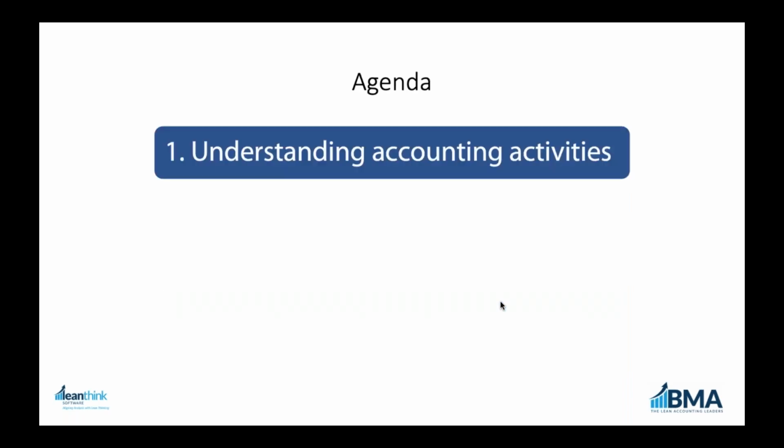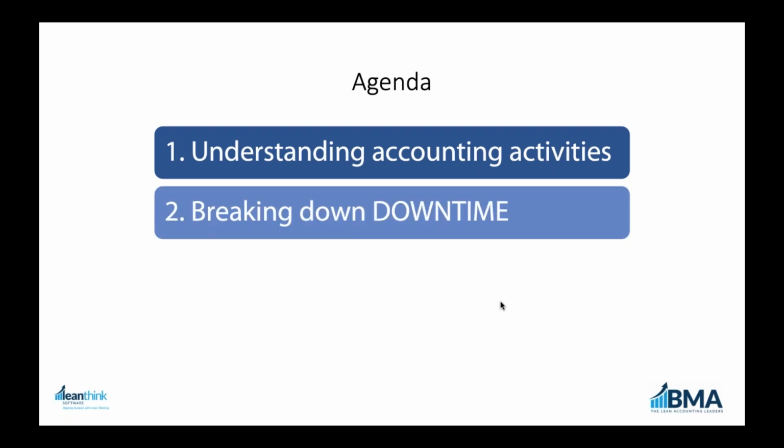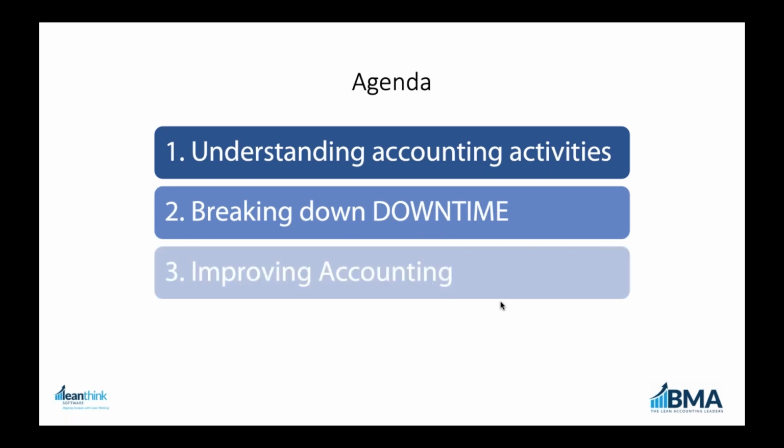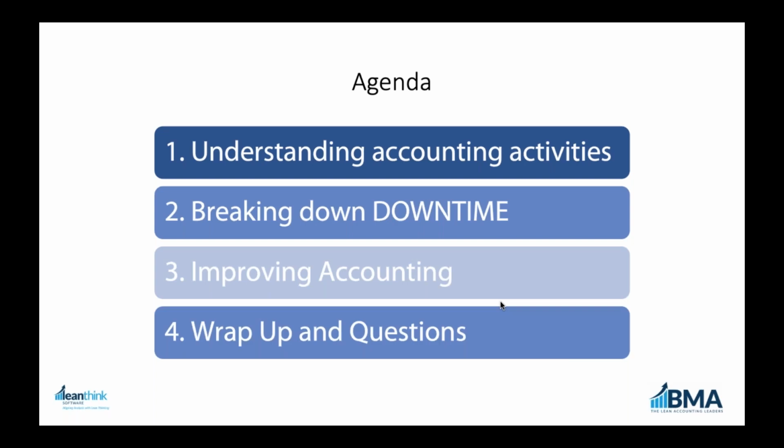Our agenda is we're going to talk about the accounting activities. We're going to break down the acronym downtime in each of the 8 wastes. We're going to give you some points and tips on how to actually begin improving accounting processes. Then we'll have a wrap up and questions.